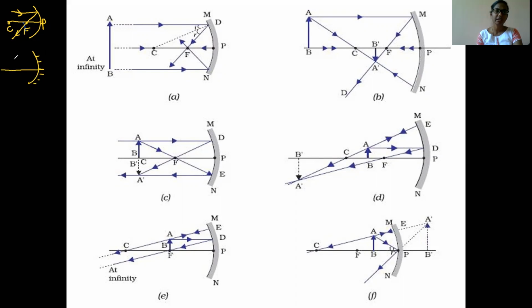Any ray which is incident through the focus like this, after reflection it will pass parallel to the principal axis. This is P, this is F; through the focus it will go, and it will pass parallel to the principal axis. And the third ray rule is when the ray of light which is incident through the center of curvature falls on the mirror, it will just retrace its path and go along the normal only.